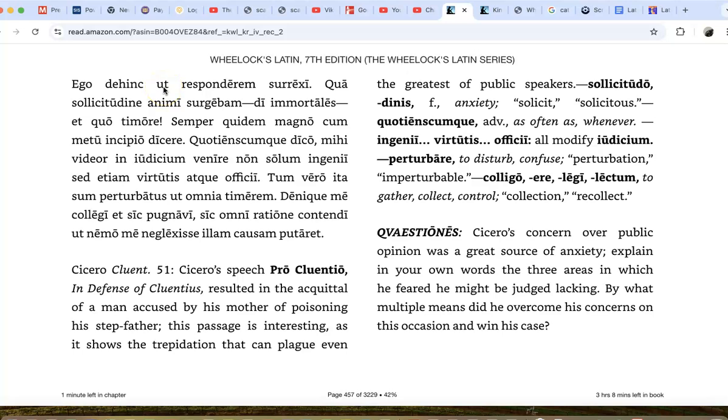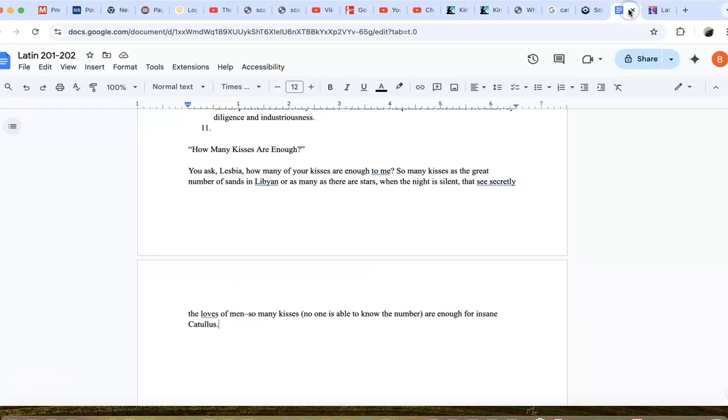Here's our grammar topic in this chapter. Notice we have ut, and this is a purpose clause. So here we have the imperfect subjunctive, which is the grammar topic in this chapter. And you can see here we have our infinitive followed by the first person singular imperfect subjunctive ending. So we can just simply translate that as "then I got up to respond." So let's go ahead and write that here.